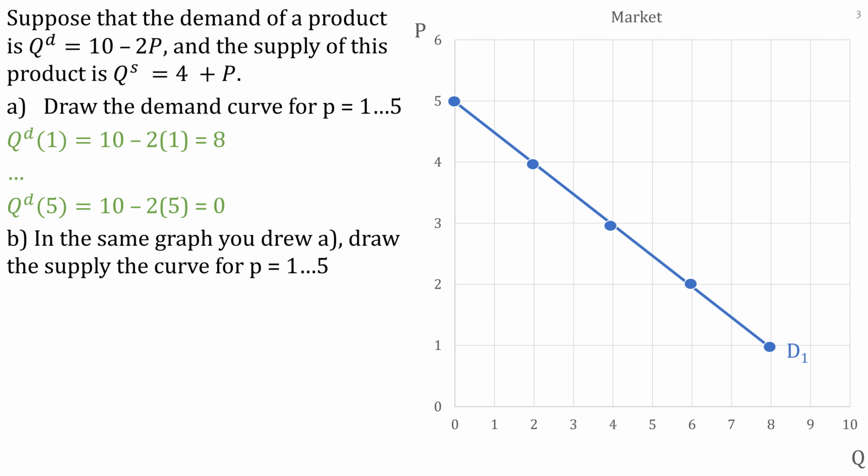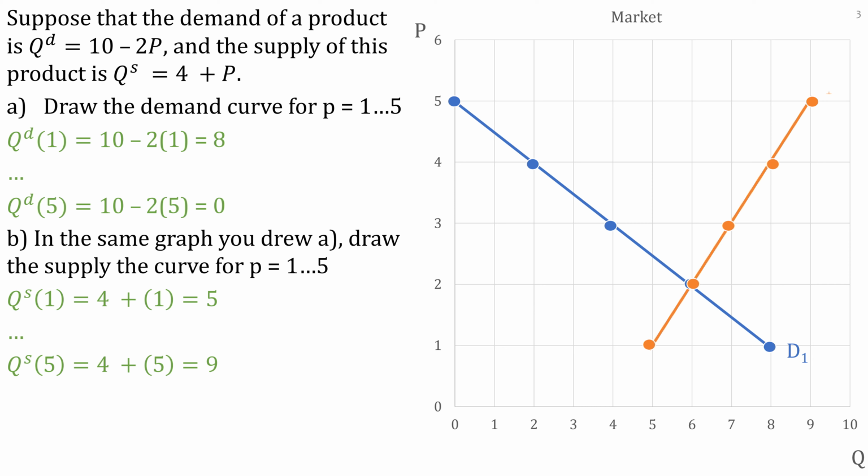In B, we're asked the same thing, but for the supply curve. So we'd be doing the exact same thing, but now we're plugging price of 1, 2, 3, 4, and 5 into the equation for QS. So we replace P with the different prices we're looking for. If you do that, you'd get these points for your supply curve, and we label that S1, and we're done.